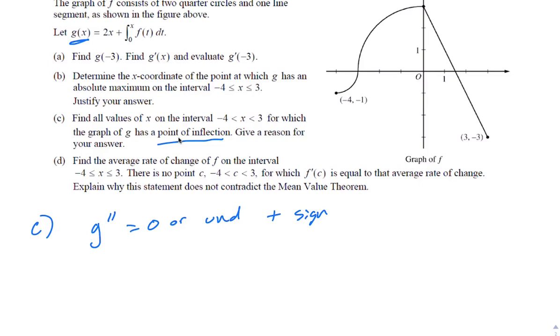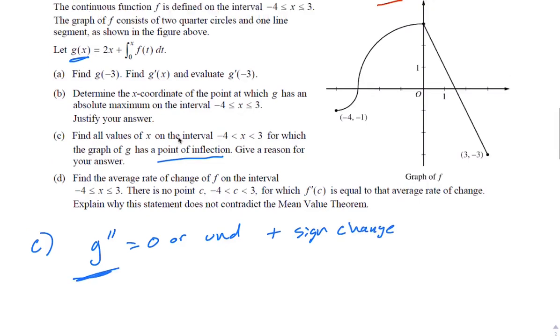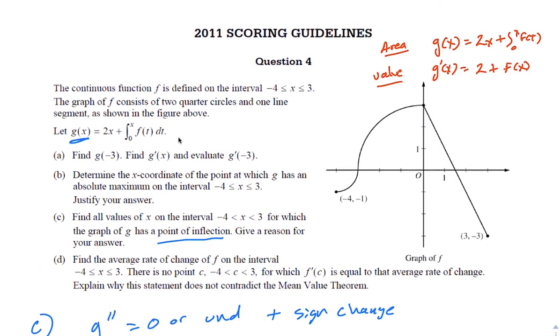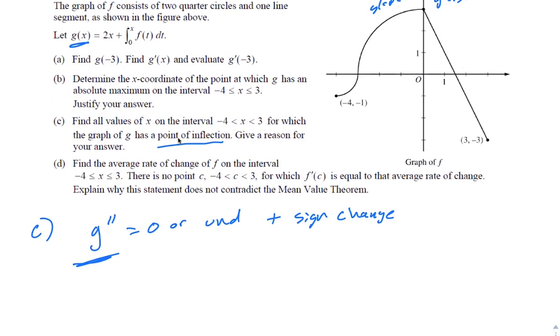It's all about definitions. Now, I don't think we found g double prime yet, so let's look up here in my key. Yeah, I only have g prime, so for g double prime, take the derivative of both sides: the derivative of 2 is 0, the derivative of the integral of f is f prime of x. Remember, that is the slope. So we know g double prime of x equals f prime of x. We're trying to find where the slope equals 0 or undefined.